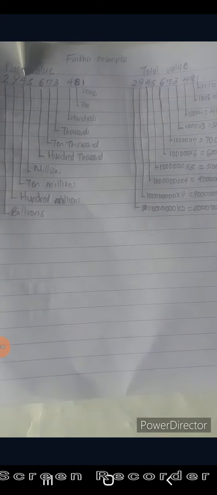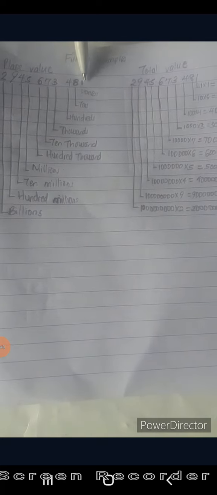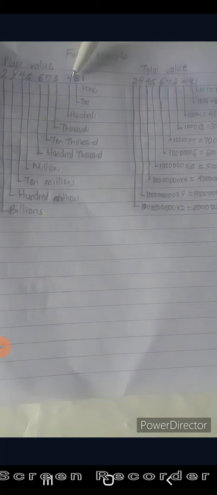You can now compare the place value of the same number and its total value. Here you have ones. 1 is under ones, 1 times 1, you get 1. 8 is tens, just 10 times 8, you get 80. 4 is hundreds, 100 times 4, you get 400. 3 is thousands, 1,000 times 3, you get 3,000. 6 is 10,000.